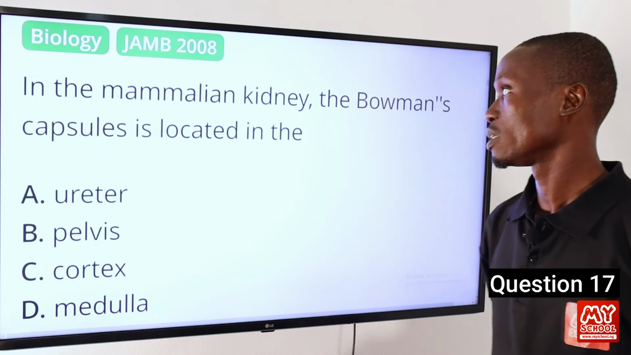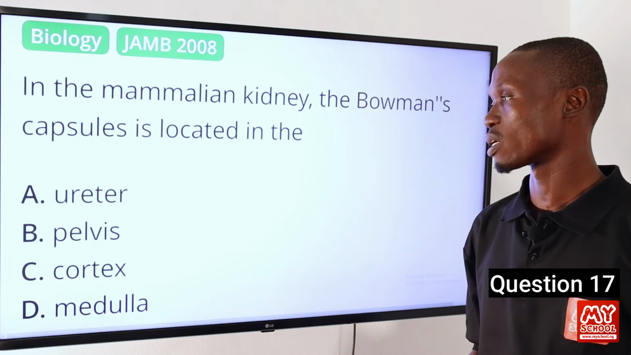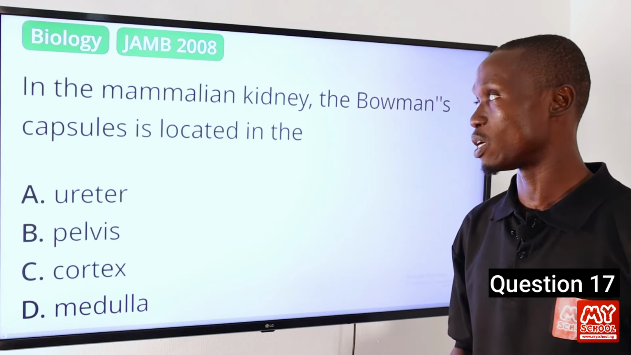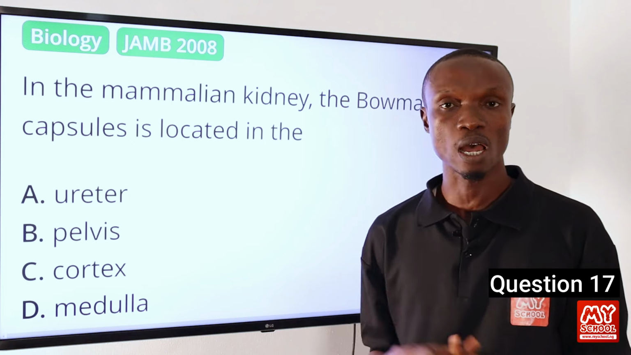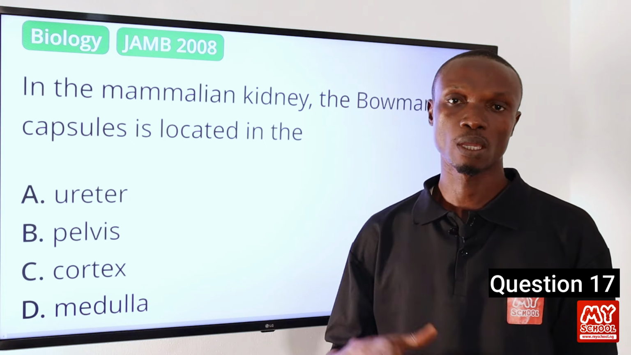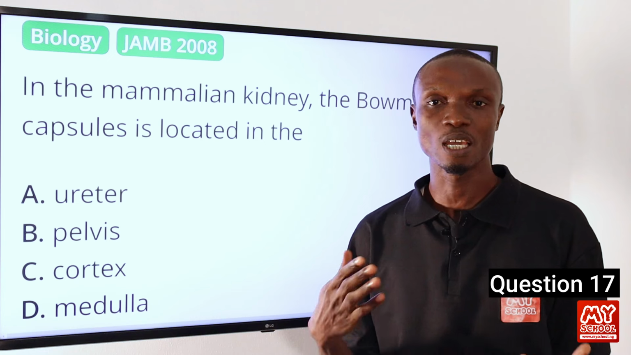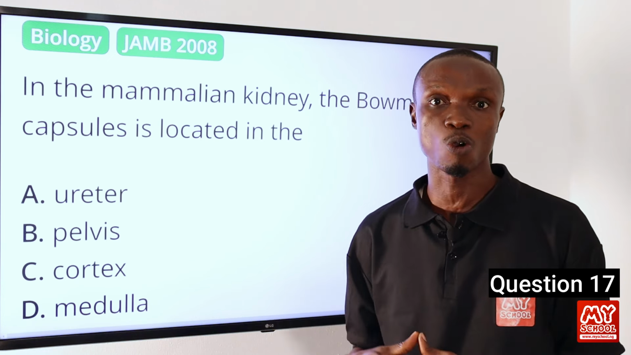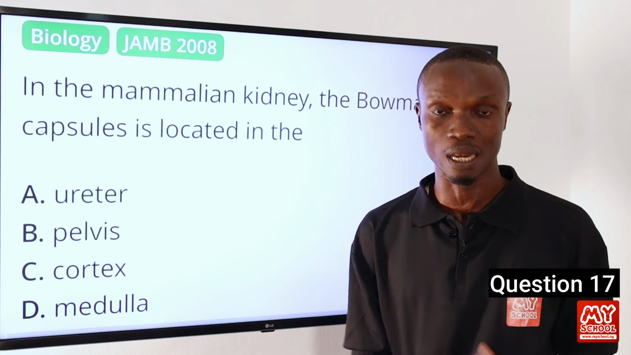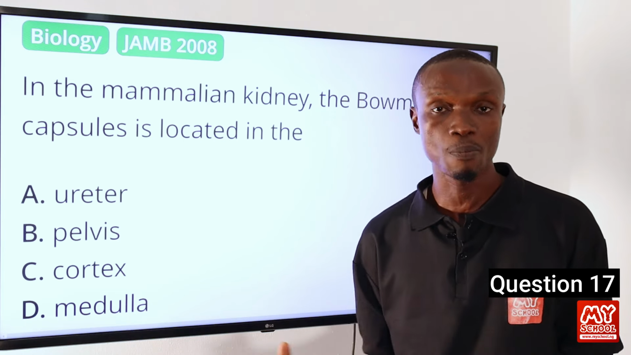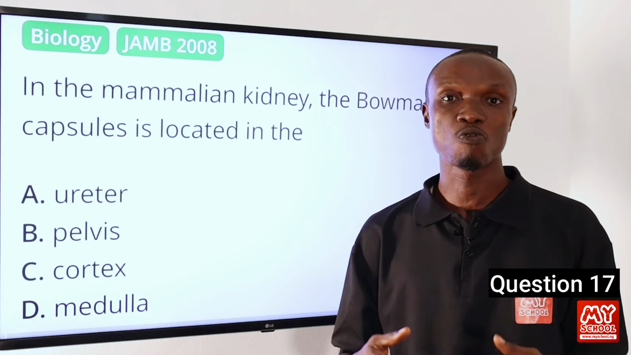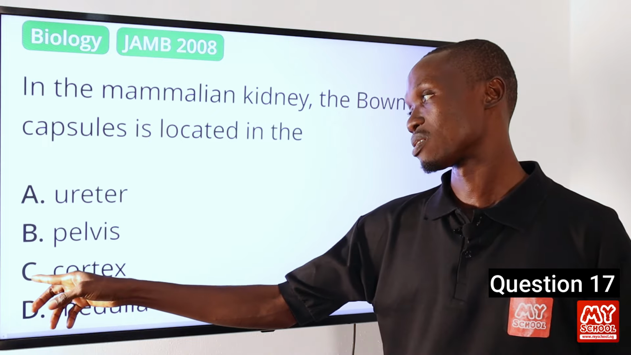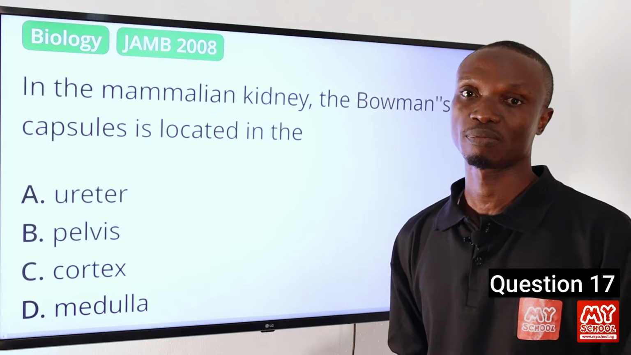Question 17. In the mammalian kidney, the Bowman's capsule is located in the A, ureter, B, pelvis, C, cortex, and D, medulla. So the Bowman capsule is also known as glomerular capsule. It is a cup-like sac at the beginning of the tubular component of a nephron of the mammalian kidney that performs the first step in the filtration of blood to form urine. It is located in the cortex. So that makes option C the correct answer to this question.